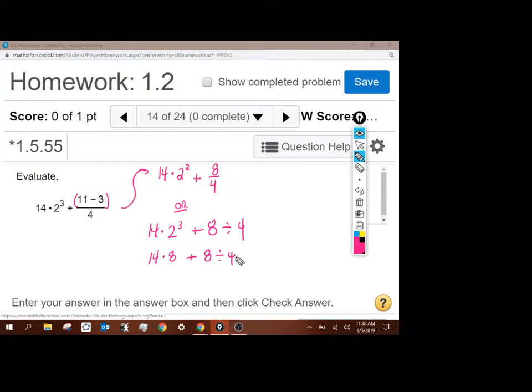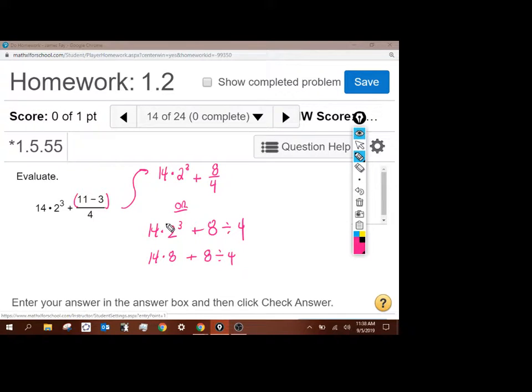Okay. And now as I go through, still working through order of operations, we did exponents. Now we've got to go multiply, divide left to right, whichever we see first. Which one do we see first? Multiplication, division? Multiplication. Okay. Now, 14 times 8.